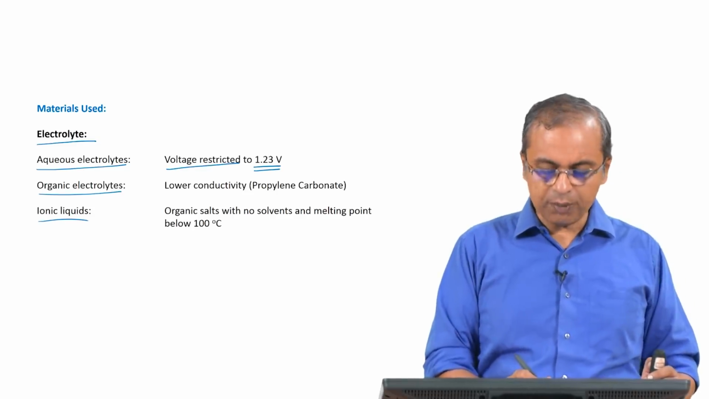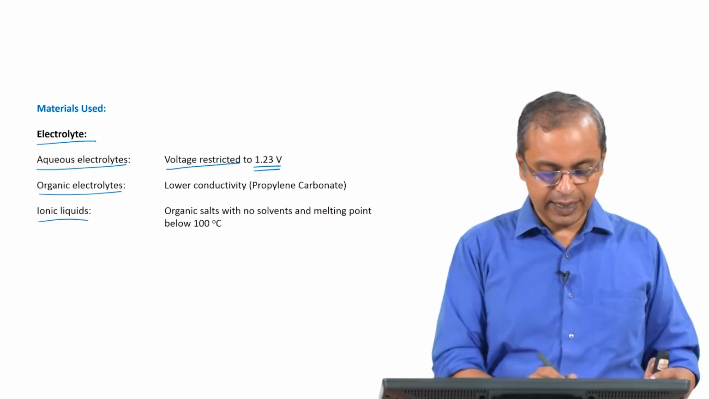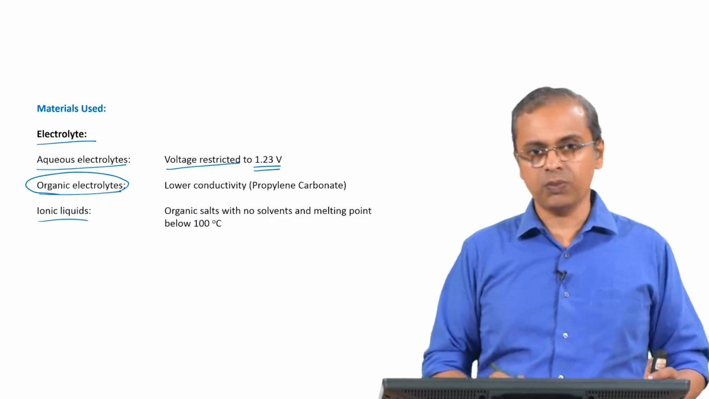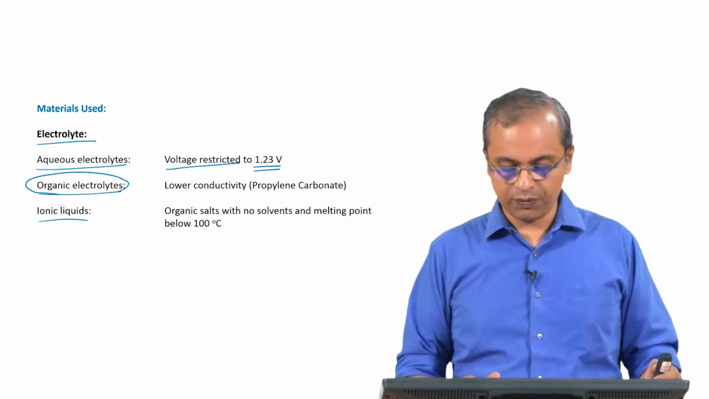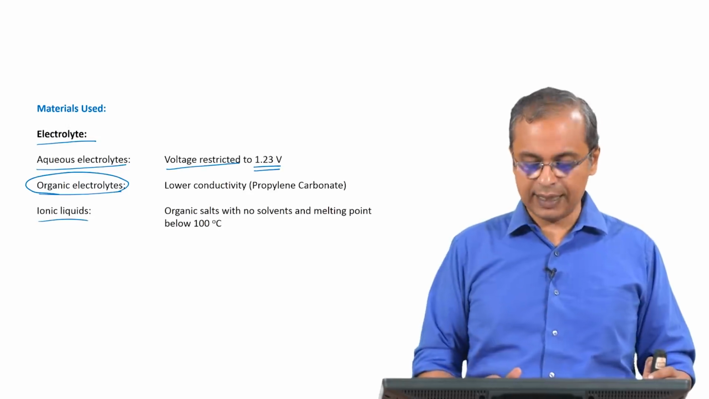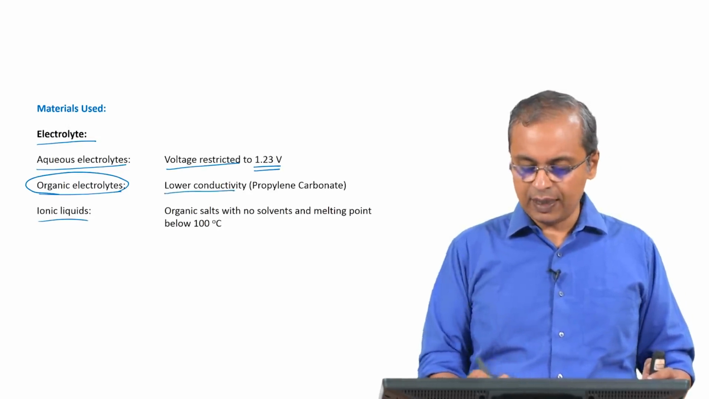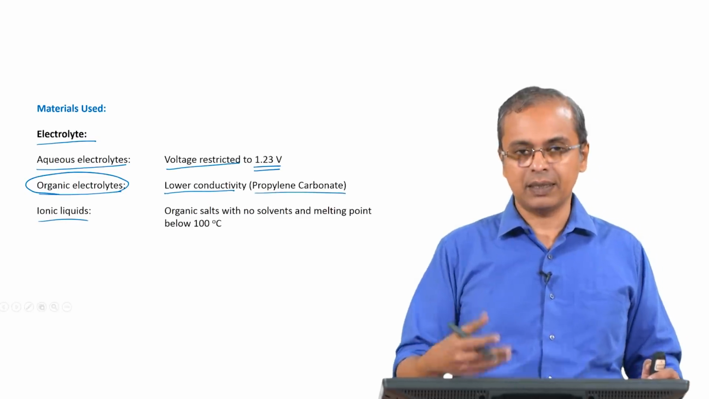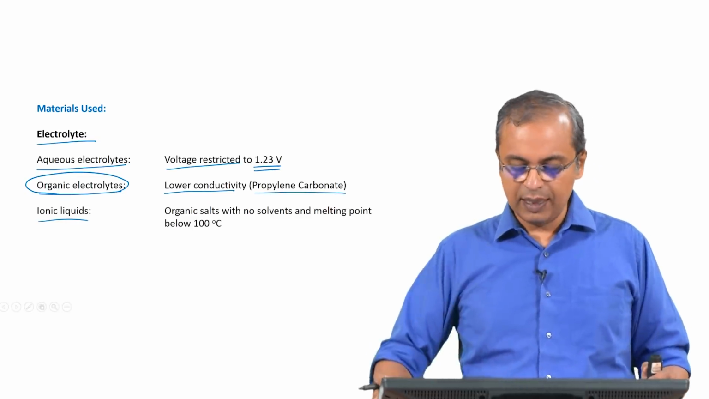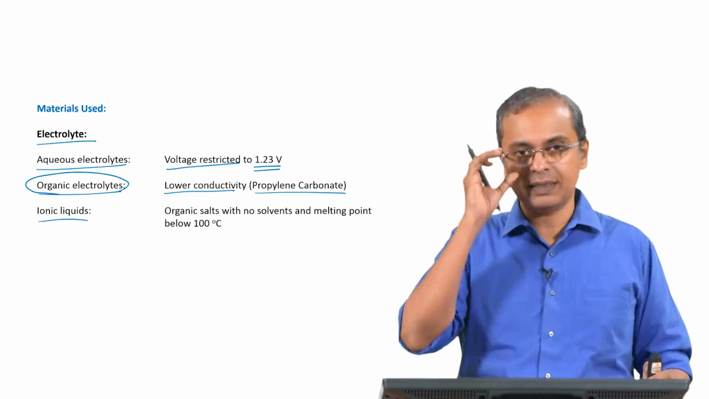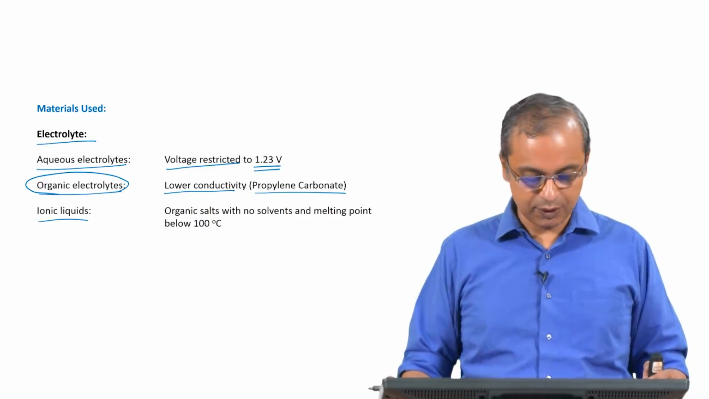Therefore, the more commonly used electrolytes are these organic electrolytes. Almost half of what is out there in terms of a product is organic electrolyte based structures. They have lower conductivity, they usually use propylene carbonate as the solvent and some salt is used there, but still it gives you some better stability under some circumstances, so that is used.